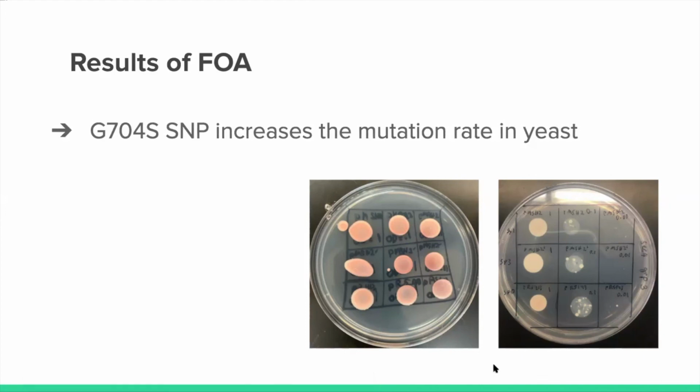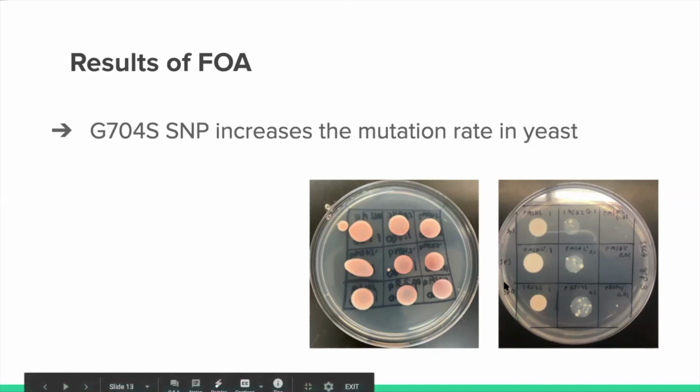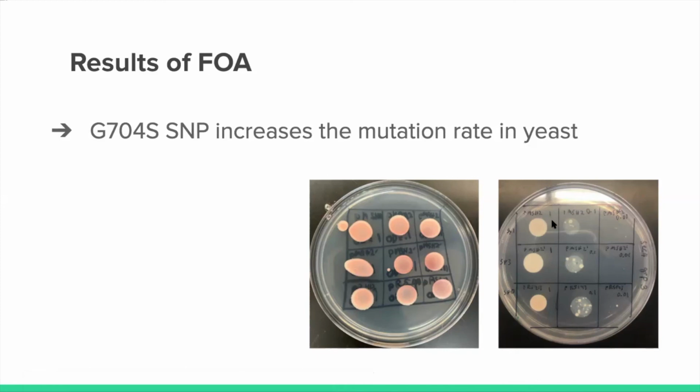All three plasmids are plated on both of these images. However, as the columns continue, the concentration is decreasing. So you can see this more on the right image here. In the first column, it's hard to tell the difference between the growth there, but as we use different concentrations, we were more accurately able to compare mutation rates.